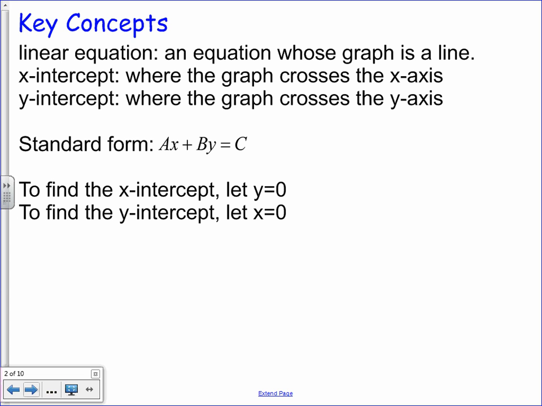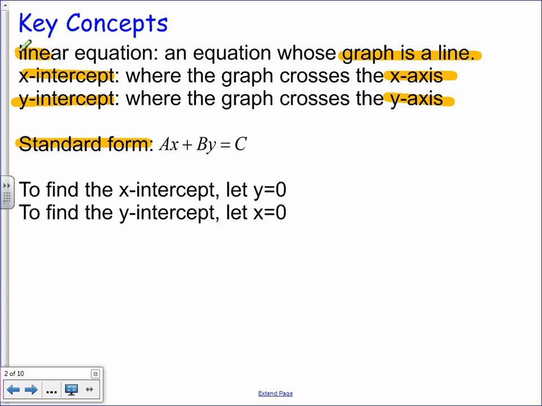A linear equation is an equation whose graph is a line. And let's break down the actual word linear. Don't you see that word line in the word linear? So a linear equation is an equation where the graph is a line, linear line. Then we've got x-intercept. An x-intercept is where the graph crosses the x-axis. A y-intercept is where the graph crosses the y-axis. X-intercept, x-axis, y-intercept, y-axis.